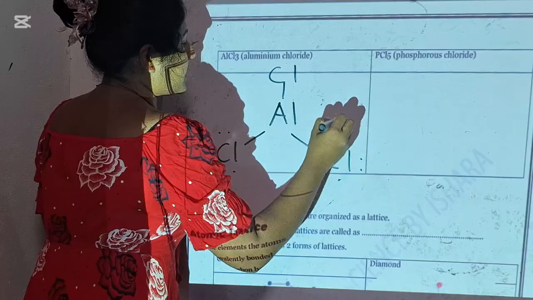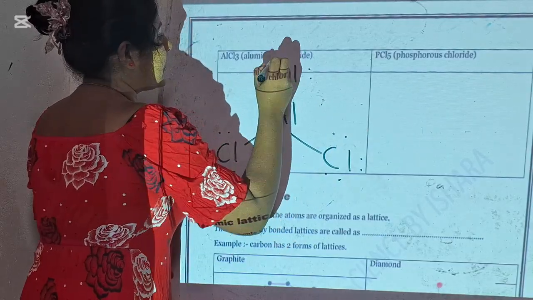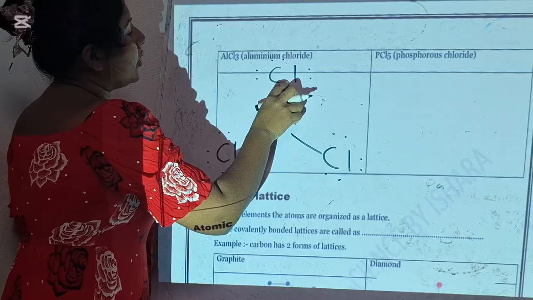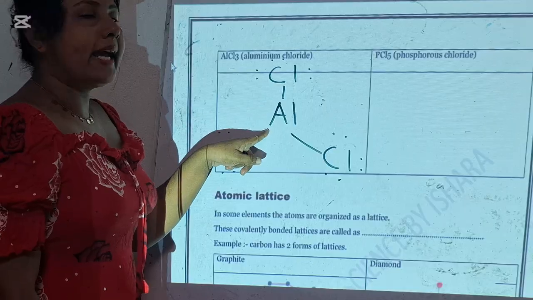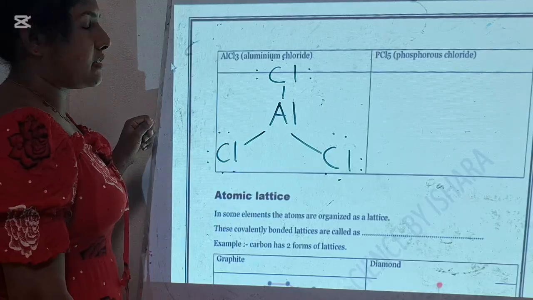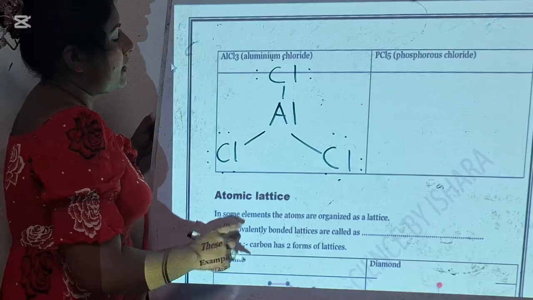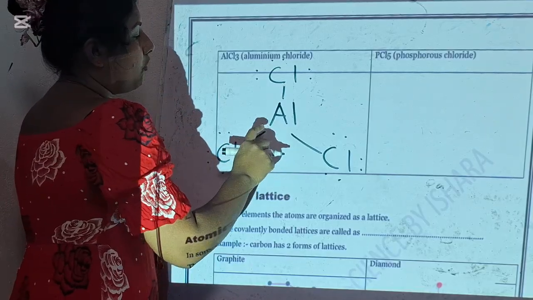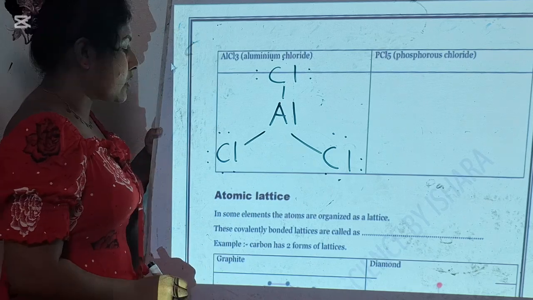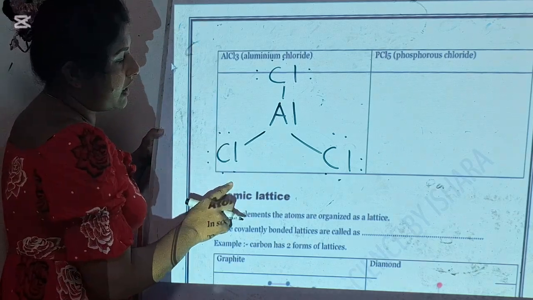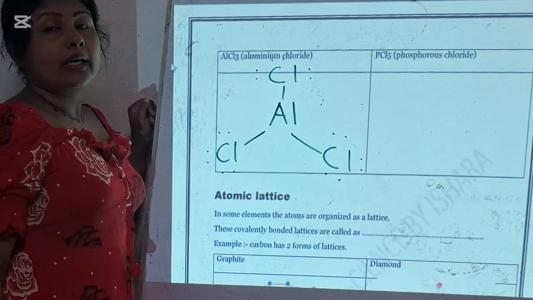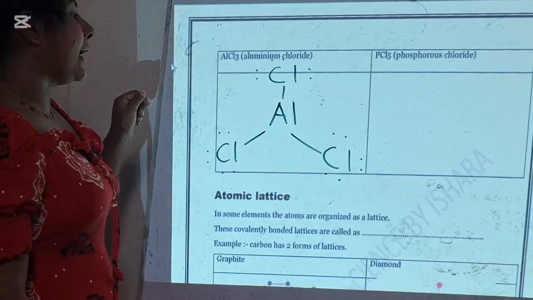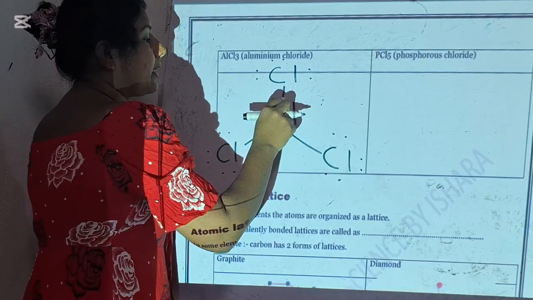The electrons, actually, they are lone pairs. After drawing the aluminium chloride molecule, we can see 1 aluminium and 3 chlorine atoms. There are 3 bond pairs, while there are 9 lone pairs. But look at aluminium.